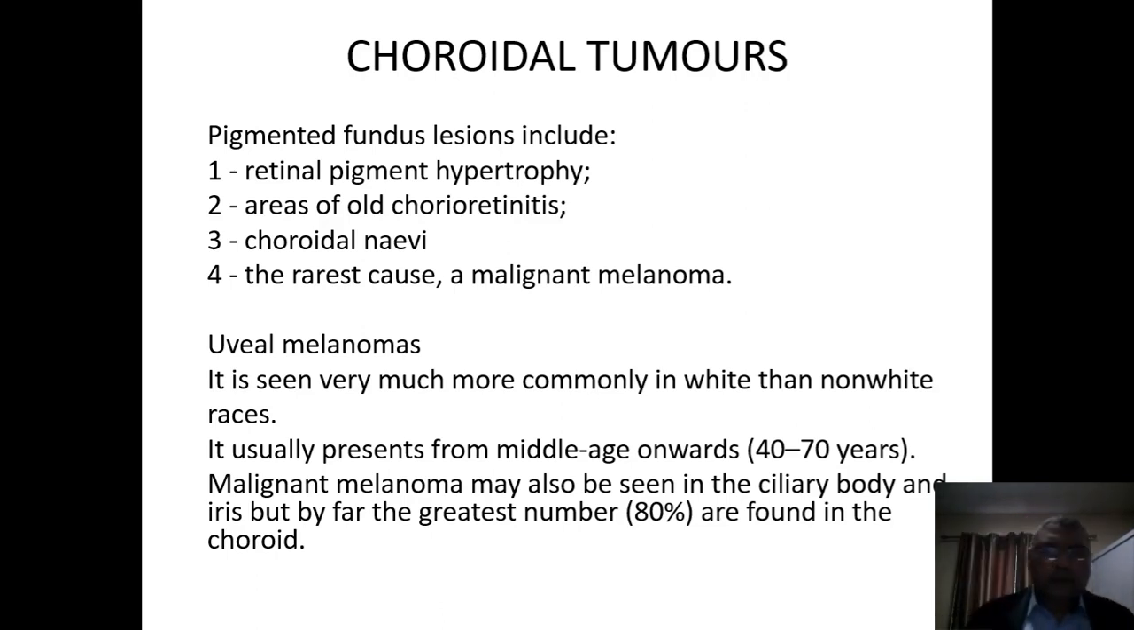Malignant melanoma is a part of uveal melanoma. It is seen very much more commonly in white rather than in non-white races. It usually presents in the middle and old ages, from 40 to 70 years of age. Malignant melanoma may occur also in the ciliary body and may occur in the iris. By far the greatest number, 80%, are found in the choroid.